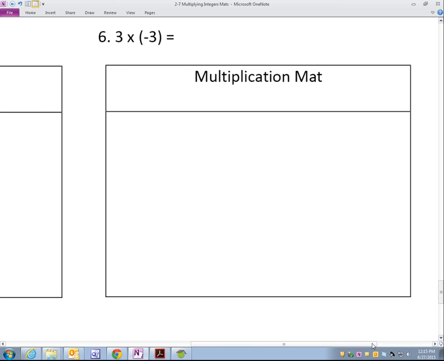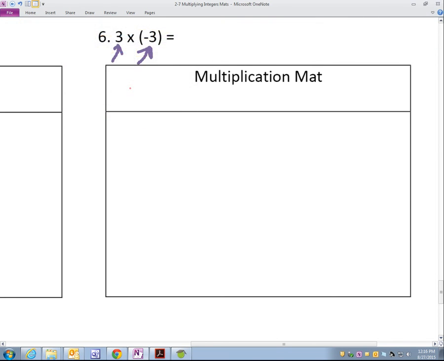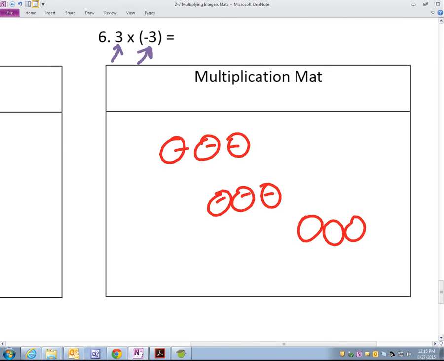So this one here, we are going to be bringing in 3 sets of negative 3. I'm just going to go ahead and write those really quick because this is similar to one of the examples I had before. I've been drawing some really good circles today, I tell you.